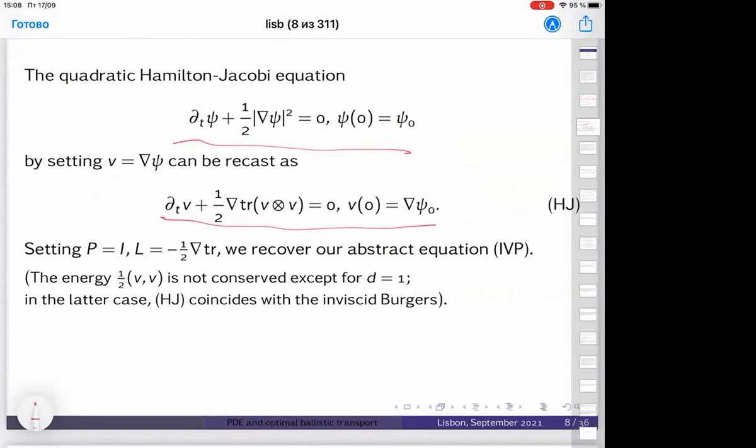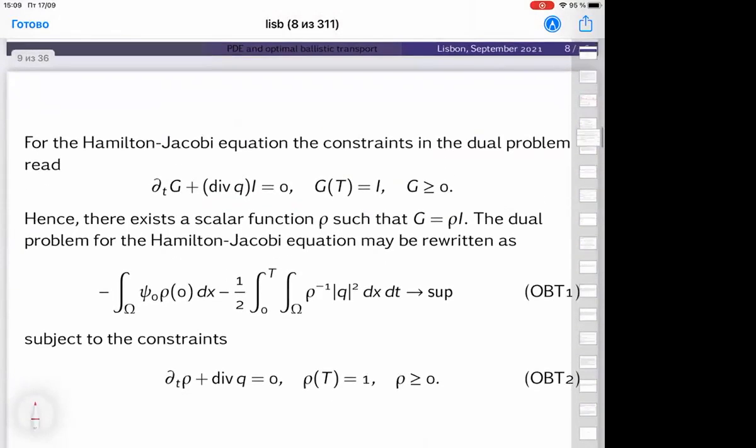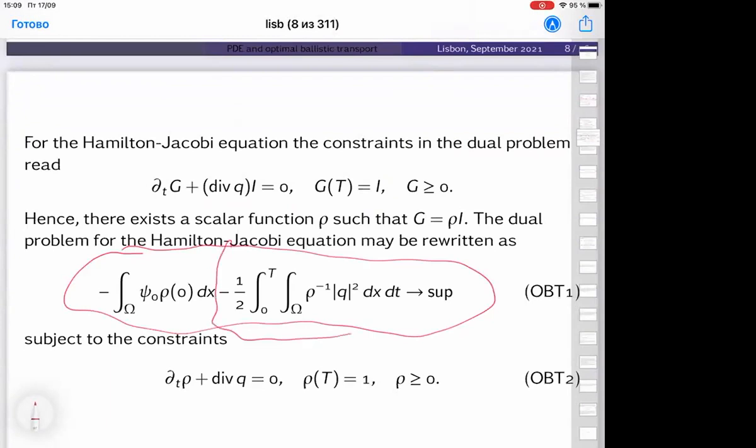But here the energy is not conserved. So this is a little bit out of the scope of the talk, but it doesn't matter. You can still do these dual tricks. And what you get is this problem, something like this. So this is really like Benamou-Brenier if you don't look at this term, right? This is like Benamou-Brenier with the classical constraint in the Benamou-Brenier formulation, but it's ballistic, right? Because you know the final value.